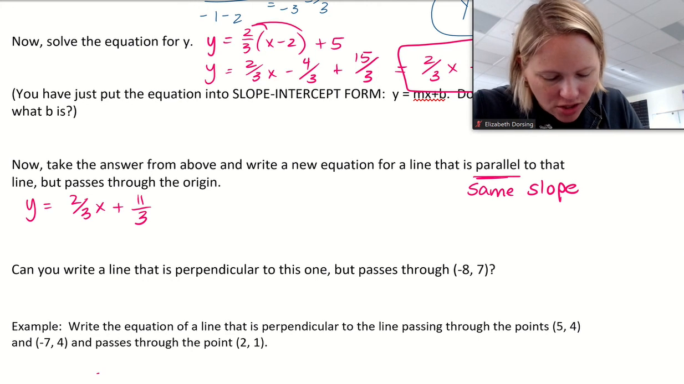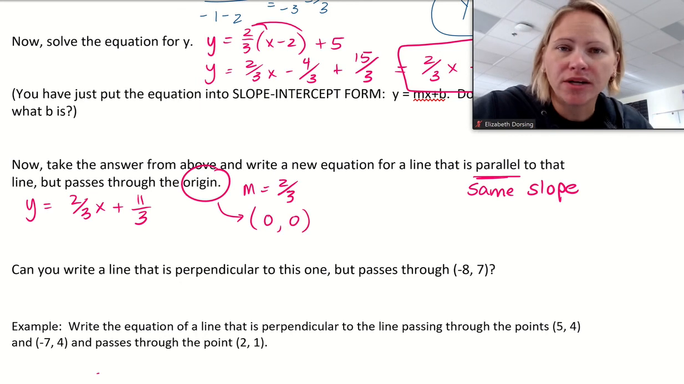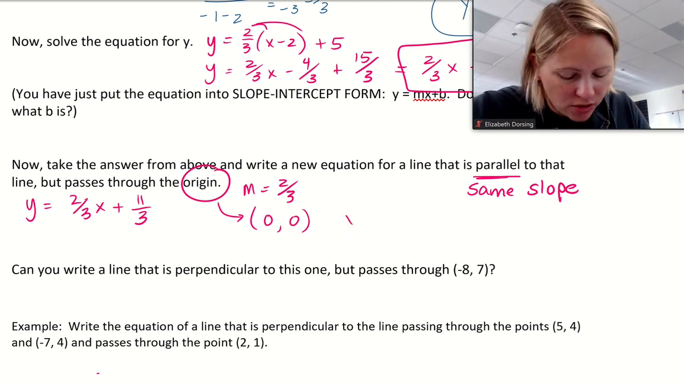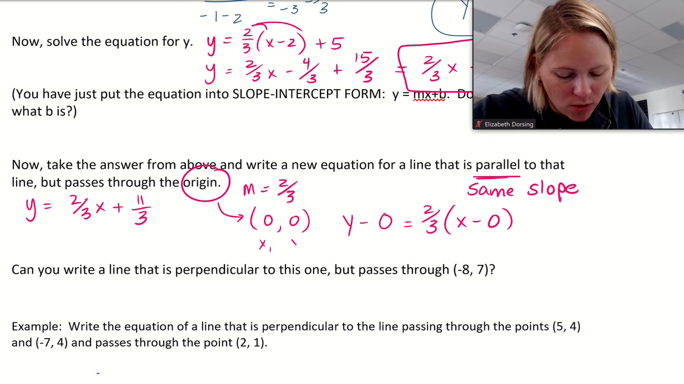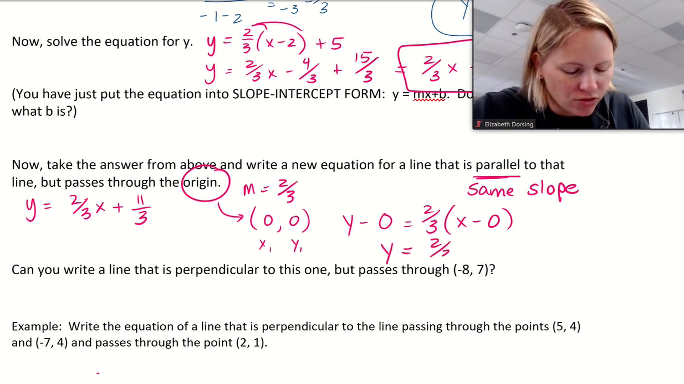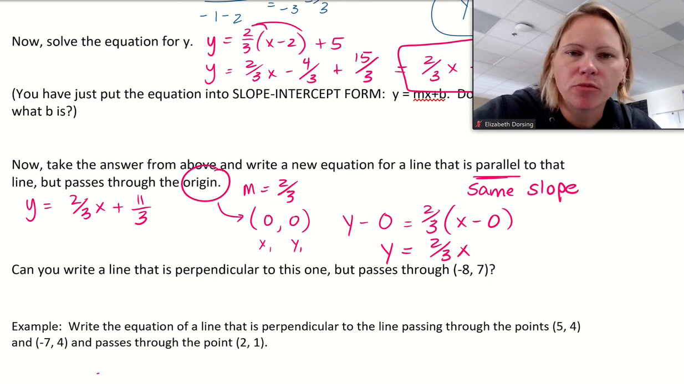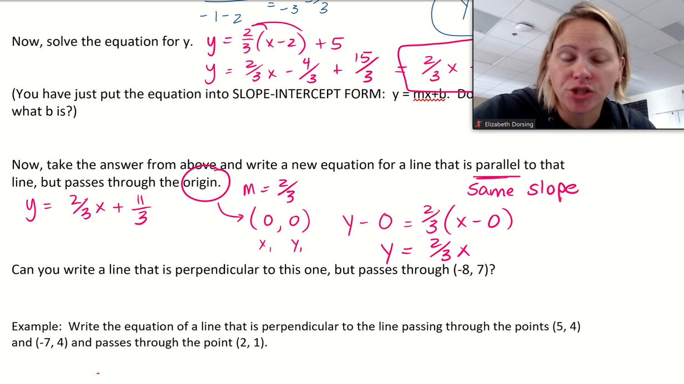So my equation is going to have a slope of 2/3, and then I want it to pass through the origin. And so what that means is it's going to pass through the point 0, 0. So as I'm writing this new line, let me back up and use my point slope form. y minus 0 equals 2/3 x minus 0. So there's my x1 and my y1. And so now, simplifying that, it ends up y equals 2/3 x. Remember that b value in slope-intercept form is your y-intercept. So here our y-intercept is 0 because it's passing through the origin.